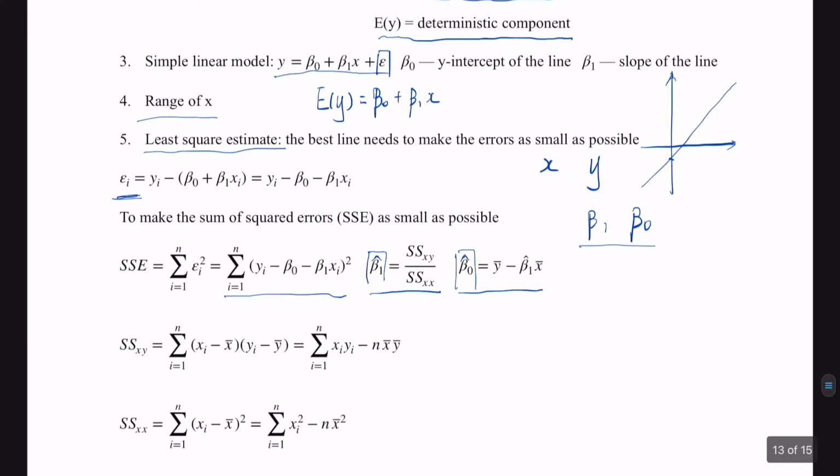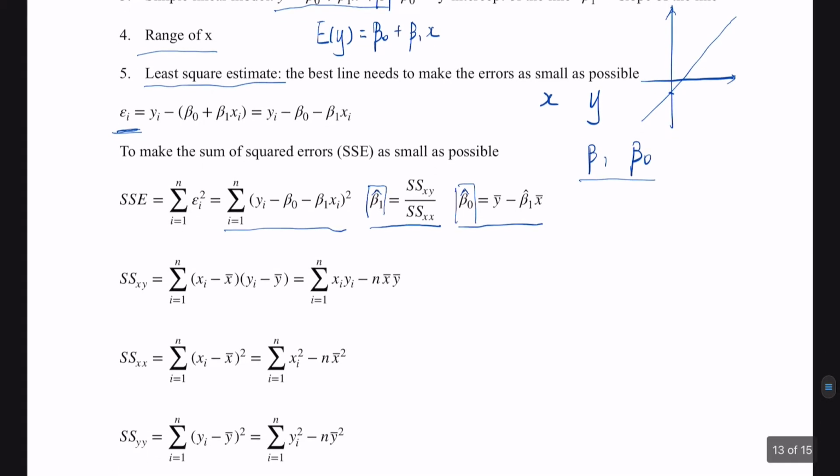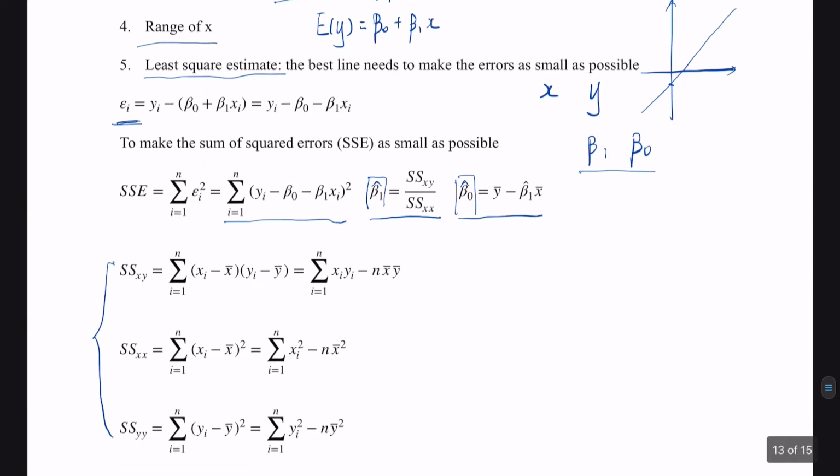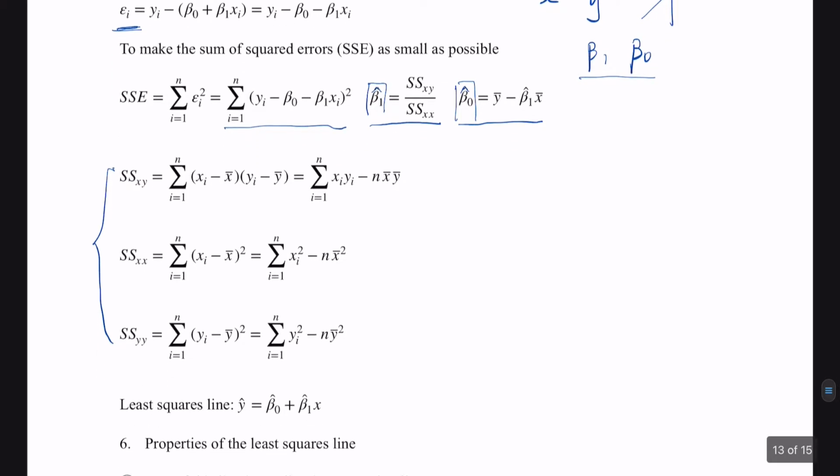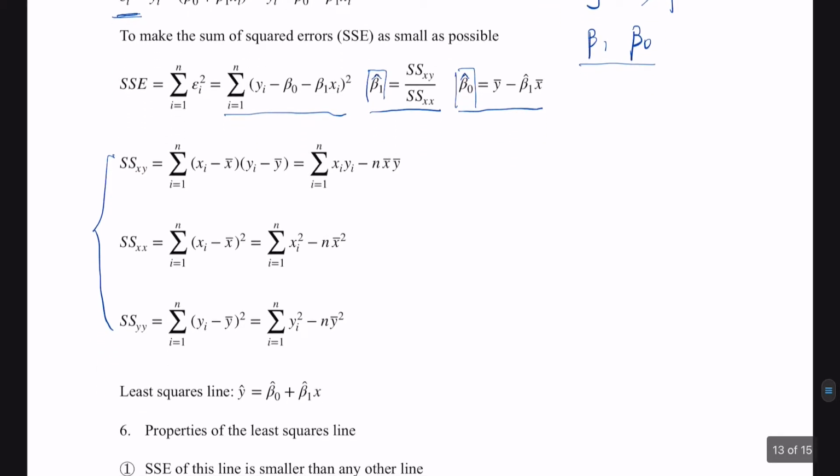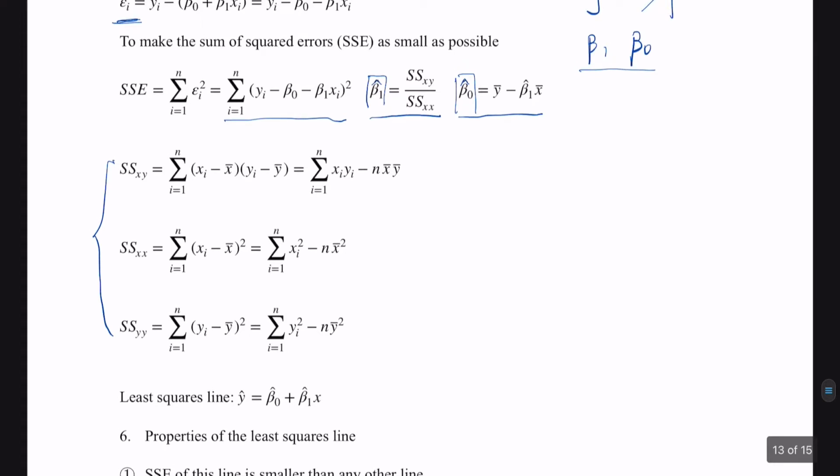And you can see SSXY and SSXX. This is how you calculate and remember these three formulas. By the way, this chapter you have a lot of new notations and new formulas, but they basically evolve around these three formulas here. So just pay attention to this and don't mix them together. Always know which formula you're using and which value you're calculating.